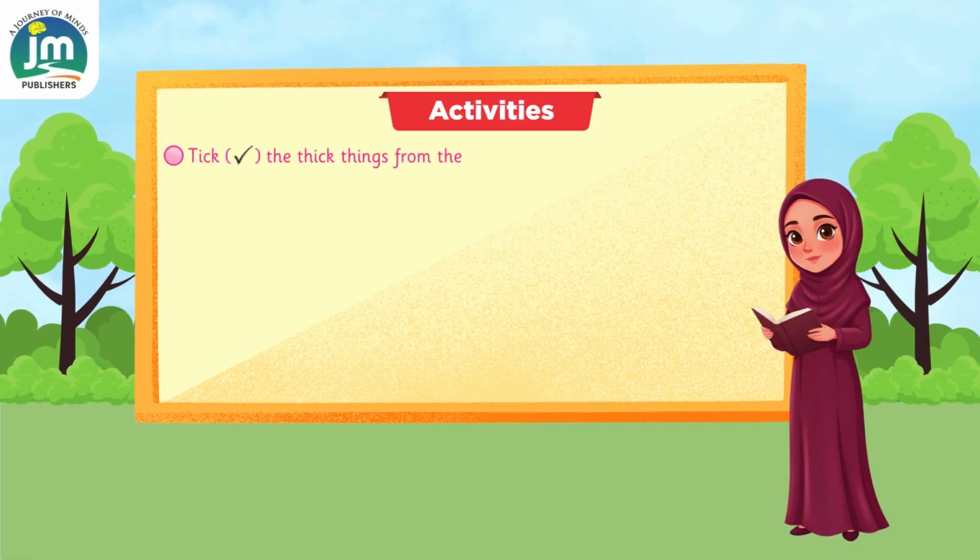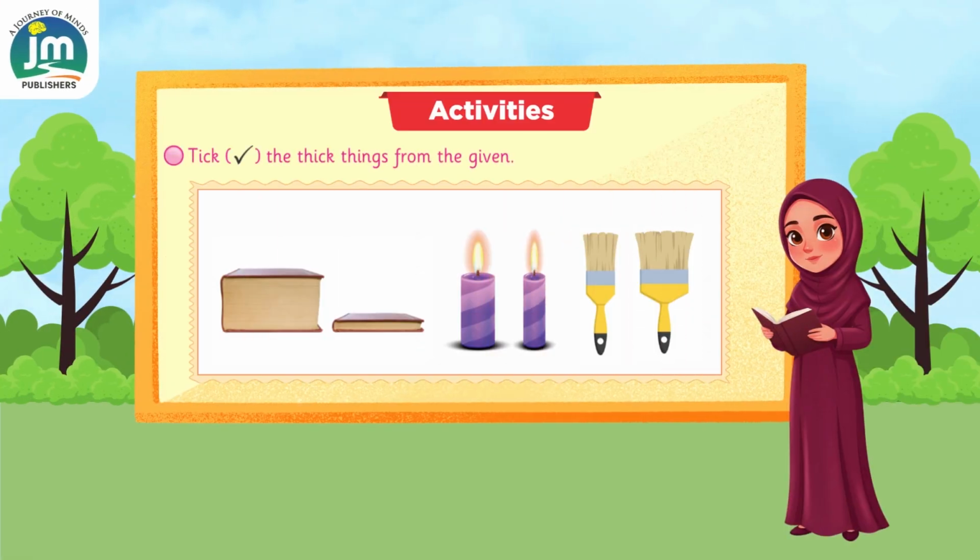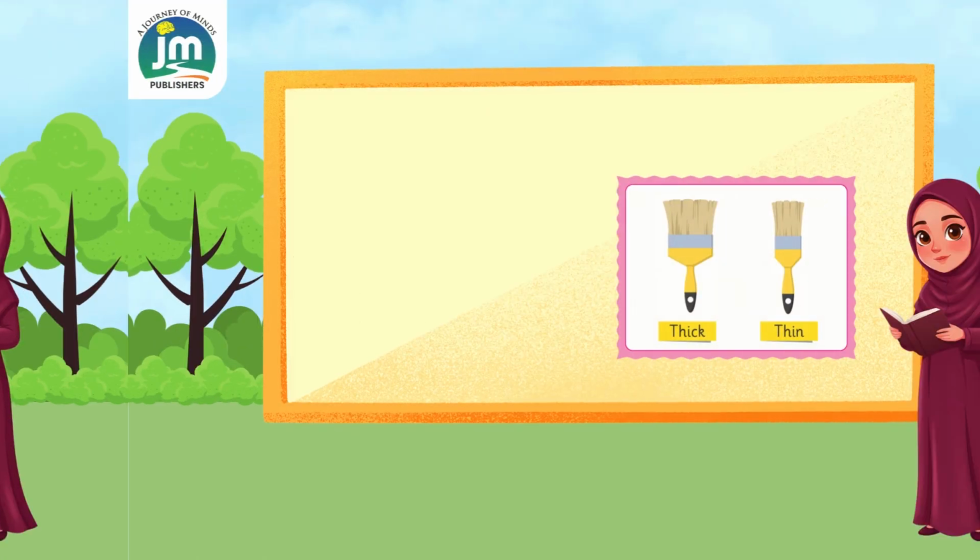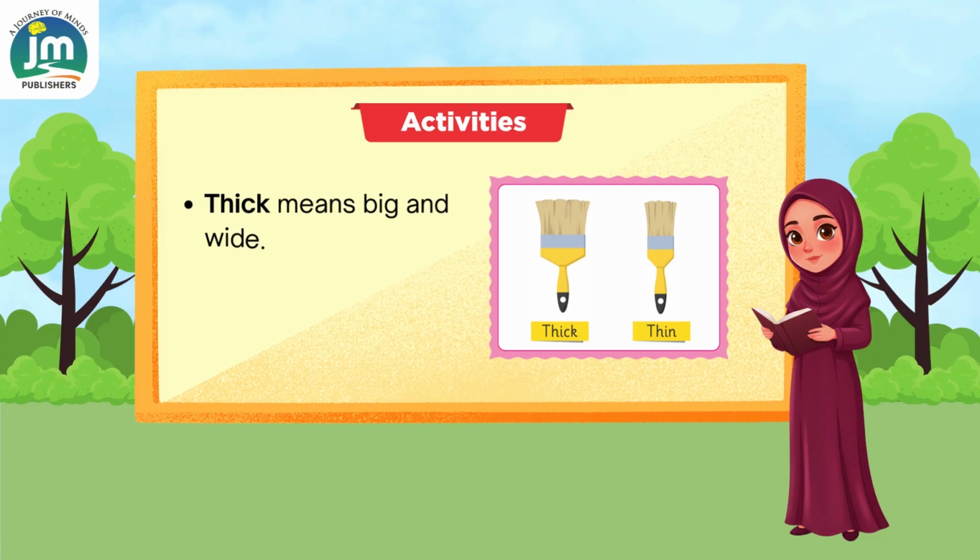Students, now tick the thick things from the given pairs. Tick the thick book, tick the thick candles, and tick the thick brush. Very good. So students, thick means big and wide. Thin means small and slim.